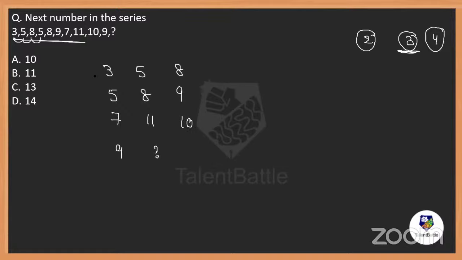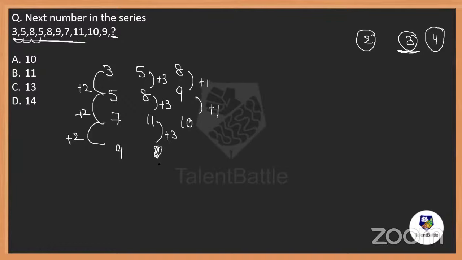So look, observe them now. 3 plus 2, 5. 5 plus 2, 7. 7 plus 2, 9. See, these are connected. See here also 5 plus 3, 8. 8 plus 3, 11. See here also 8 plus 1. 9 plus 1, 10. Like this. So now you can easily identify what is the next one. They're asking after 9. So how much should come? 11 plus 3 should be there. So 11 plus 3 is what? 14.